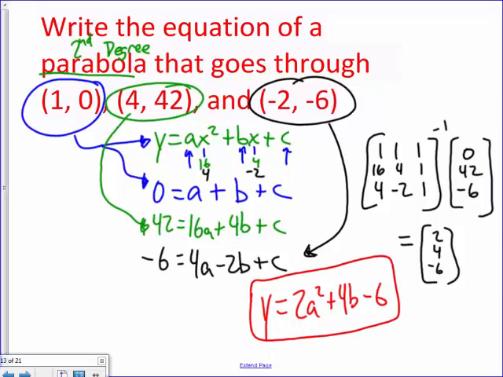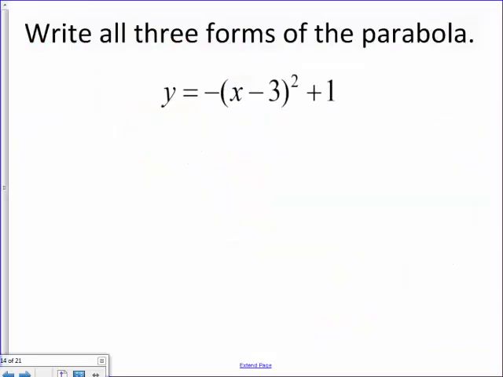And if I wanted in factored form, I could factor it. If I wanted in vertex form, well, we haven't quite talked about that yet, so we'll get into that. Well, here we go. Let's write all 3 forms of the parabola. This would be some good practice. So right now, this would be which form? This is my vertex form. So I got one of them down, right? Because the vertex would be at 3, 1 in this case.